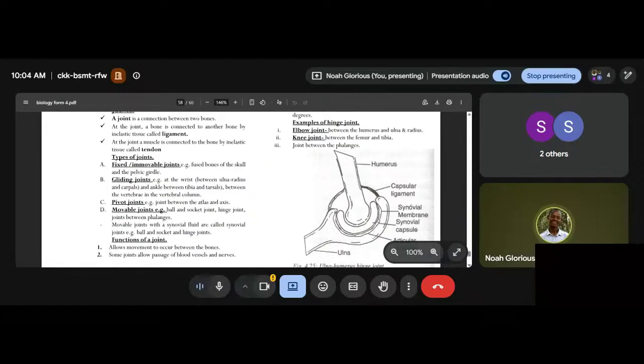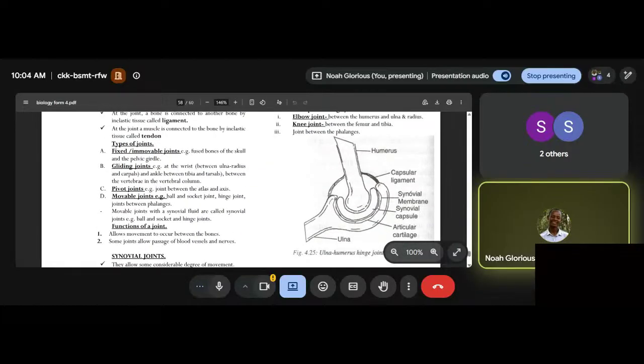Then we have types of joints. We have what we call fixed or immovable joint. We have what we call gliding joint. We have what we call pivot joint. And the last one, we have what we call movable joints.